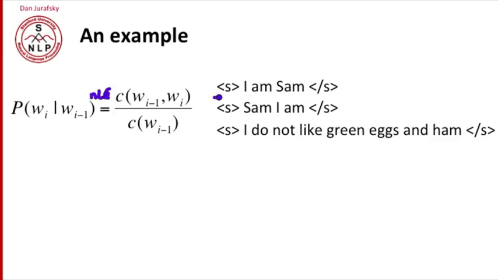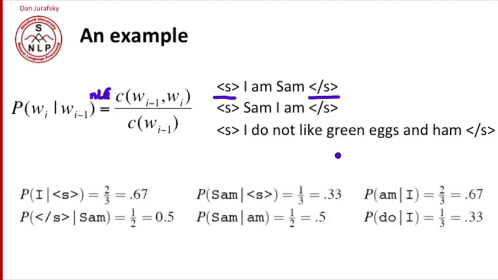Each one starts with a special token, start of sentence, and ends with a special token, end of sentence. And they're very short sentences. I am Sam, Sam I am, I do not like green eggs and ham. And let's compute some language model probabilities from this small corpus. So first, the probability of I given the start symbol.